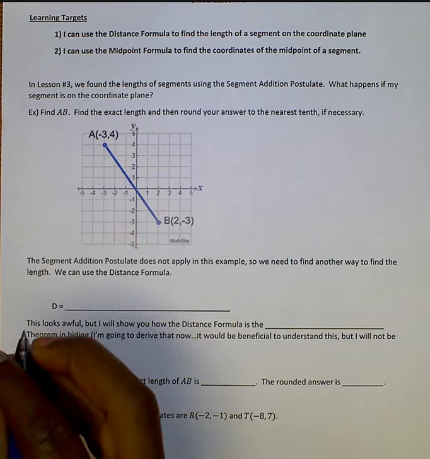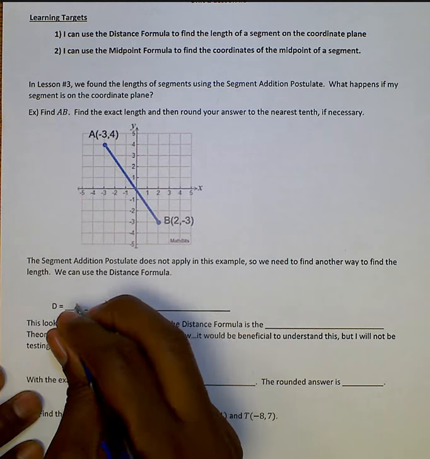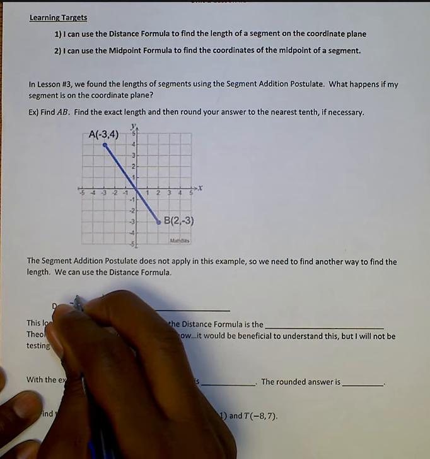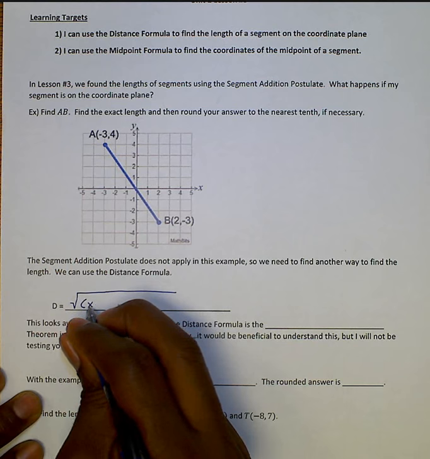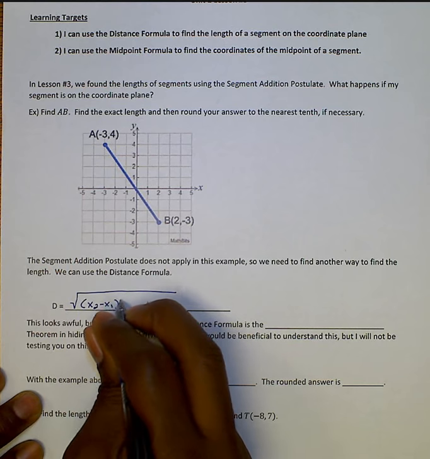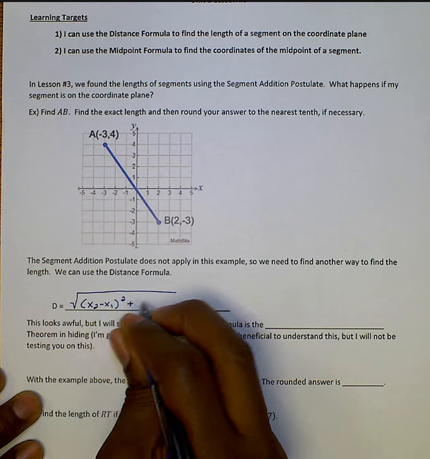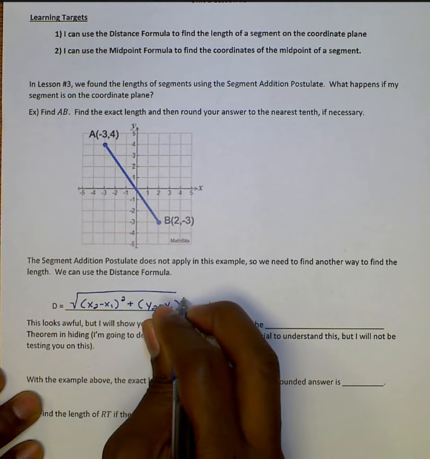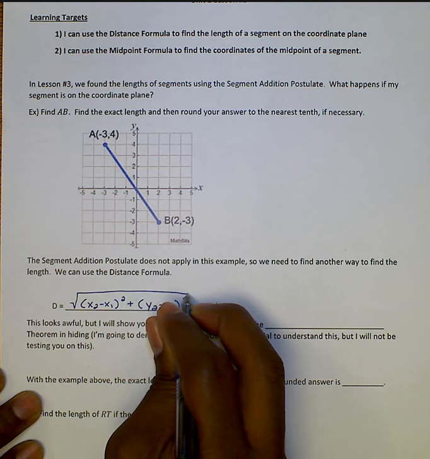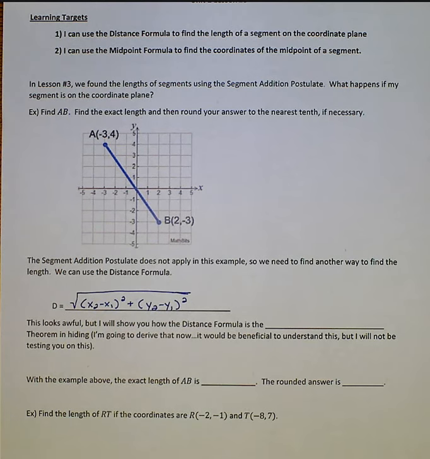And here's the distance formula. The distance formula will be the square root of x2 minus x1 squared plus y2 minus y1 squared. Now this is pretty long, but I will show you how the distance formula is the Pythagorean theorem.